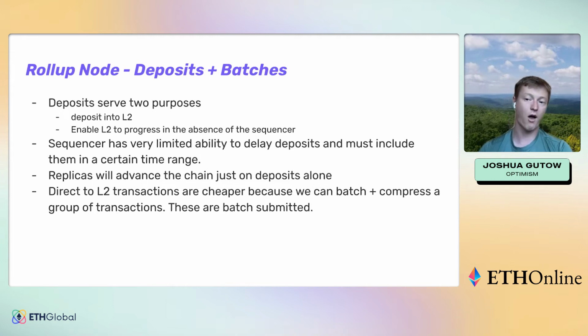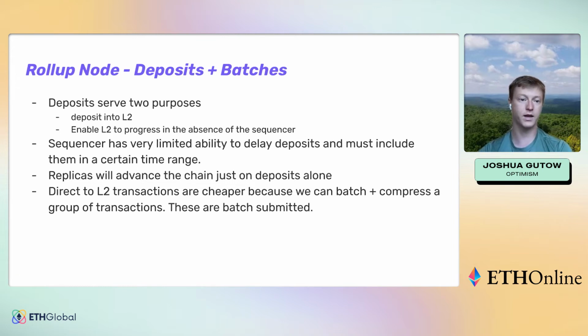We've briefly spoken about deposits as a way to get money into L2. These are going to be a lot faster now because we're reading them a lot closer to the chain tip. But they also serve another purpose. The sequencer basically cannot delay deposits outside of a certain range and has to eventually include them. If you're interested in more details about the specifics of how this works, I gave a talk at ETHCC that does a really deep dive into Bedrock and goes through all of this and why this is true.